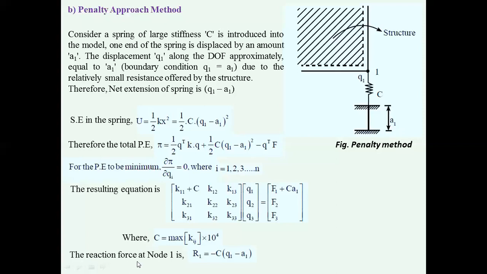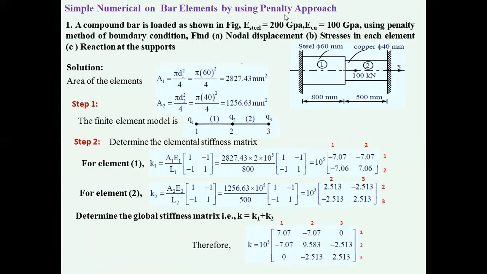And you can find out the reaction force at node 1. At this particular point, the reaction is given as R1 equals minus C into (Q1 minus A1). C is the stiffness of the spring, Q1 is the nodal displacement at node 1, and A1 is the displacement of the spring. So this is the concept of the penalty approach method. Now let us start with a few examples of applying the penalty approach method. So, simple numericals.